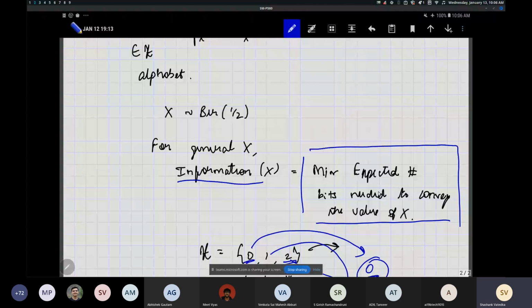So basically, what we'll be interested in are objects of the following form. We have a random variable, and we want to know how much information is contained in this random variable. Or given two random variables, we want to know.